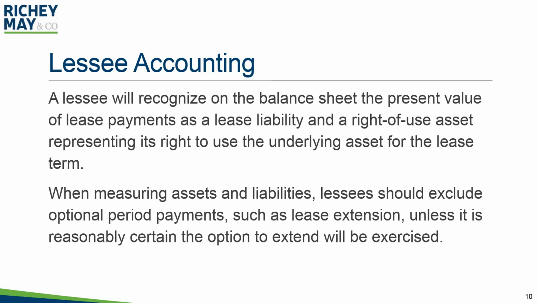So when you're measuring the assets and liabilities, a lessee should exclude any optional period payments if you have a lease extension or something like that, unless you are reasonably certain that you were going to use that option to extend the lease. That's the only time you would include that in your right of use asset.